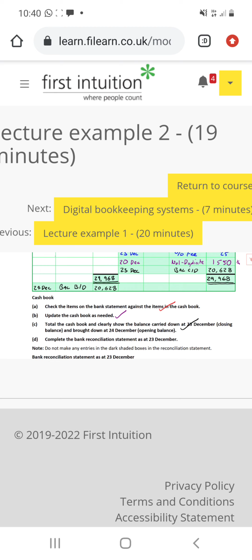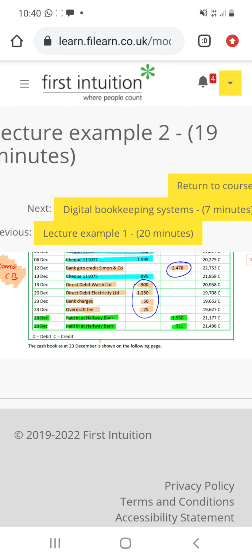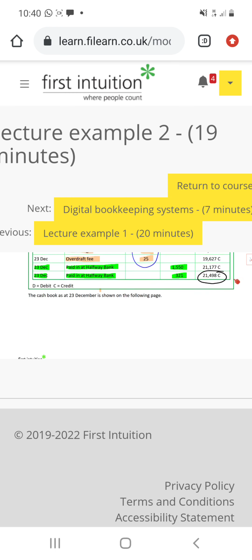So now part D is to complete the bank reconciliation statement. Remember, this is where we need to start with the balance per the actual bank statement. The bank statement at the end of the period is showing 21,498. So that's what the bank statement shows.